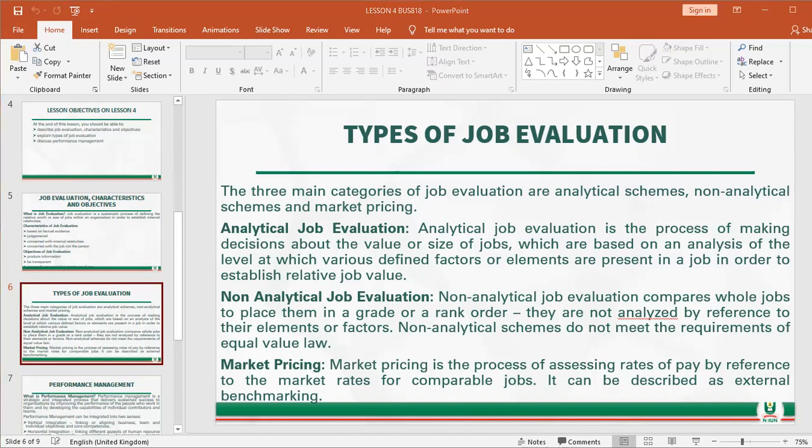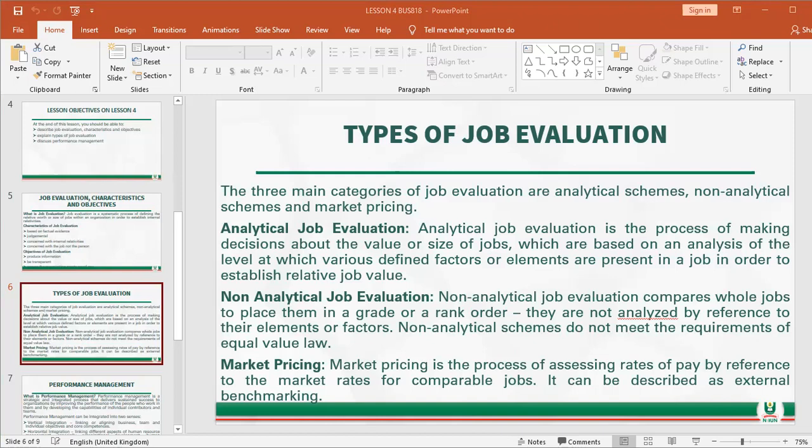So let's explain what analytical job evaluation is. Here it says that analytical job evaluation is the process of making decisions about the value or size of the job, which are based on an analysis of the level at which various defined factors or elements are present in the job in order to establish relative job value. So under analytical job evaluation, this is when you analyze that particular job.